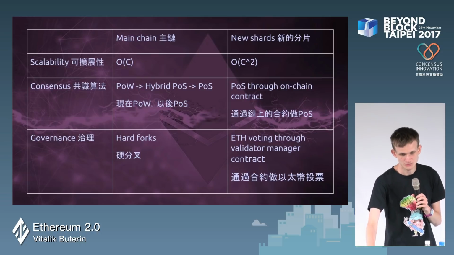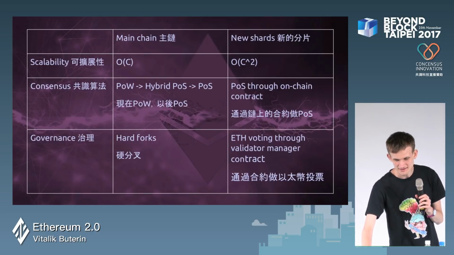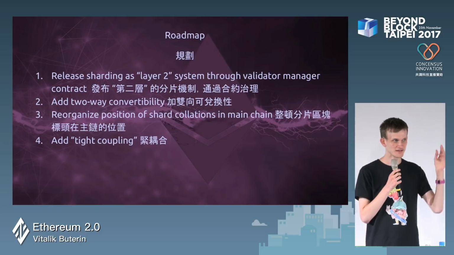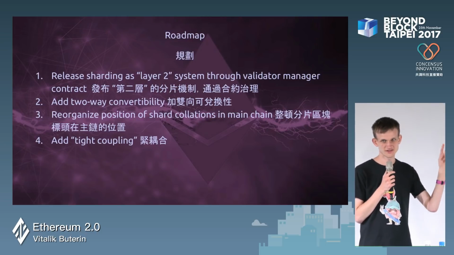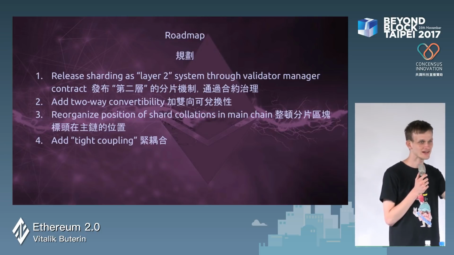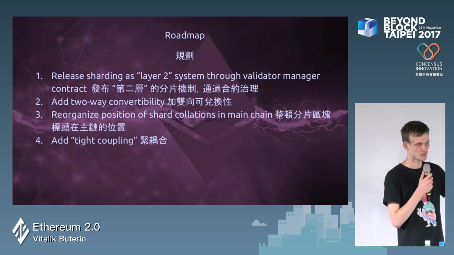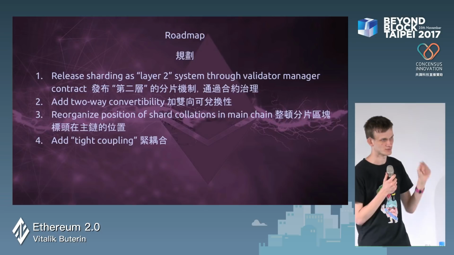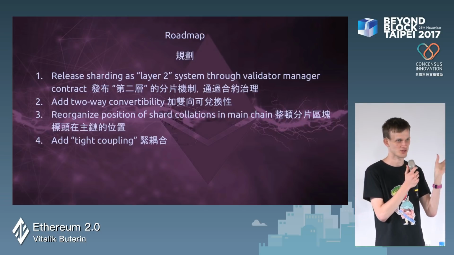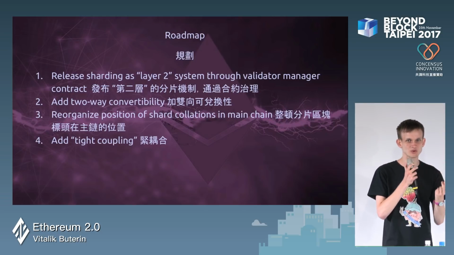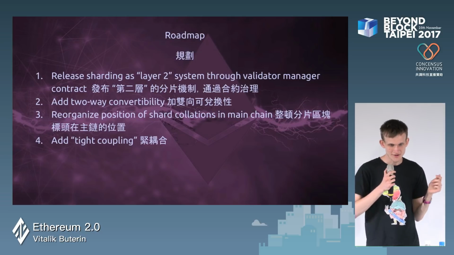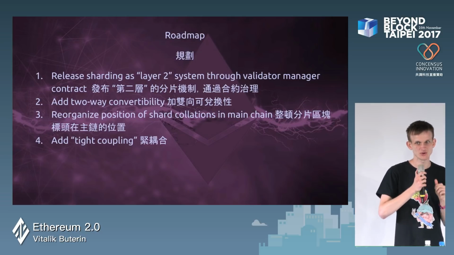Basically, the roadmap would be that we would start off by releasing this kind of minimal version of sharding, then add two-way convertibility of Ether. Then eventually we would reorganize the system so the shards would be in a more logical position in the main chain. Basically, they would be uncles instead of being transactions. And then the fourth step would be something called tight coupling.